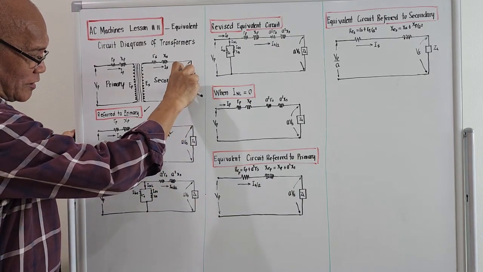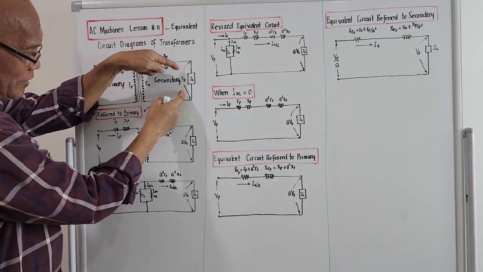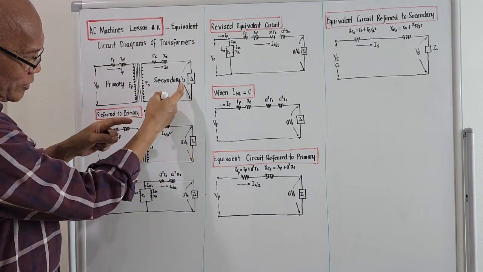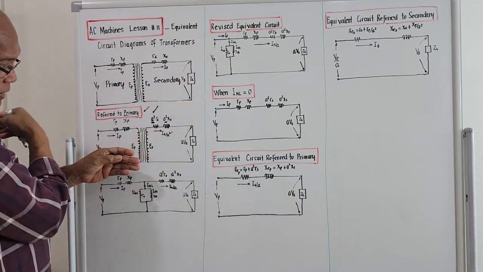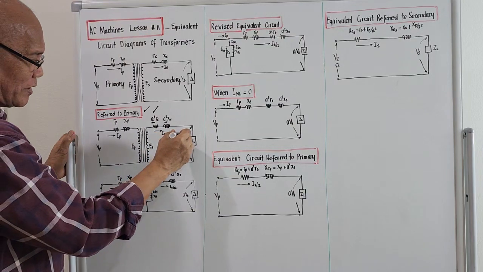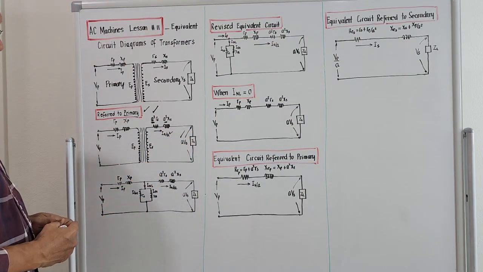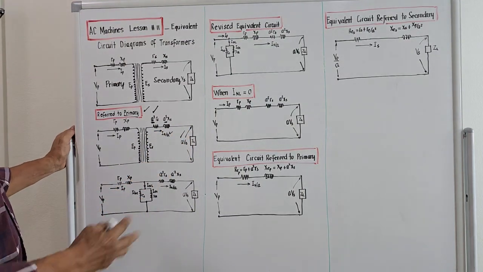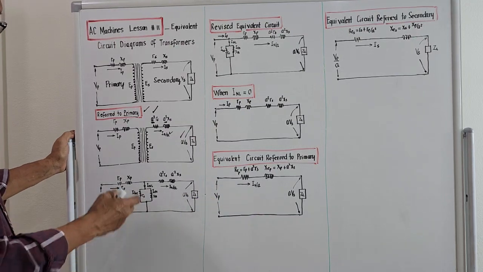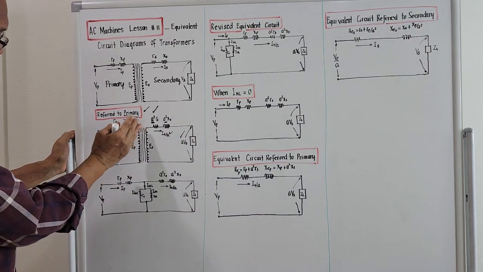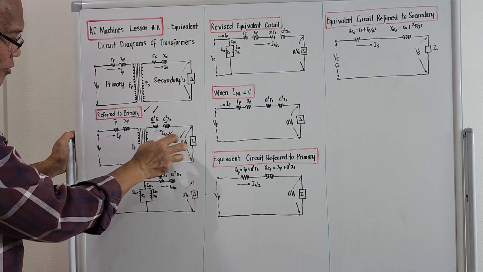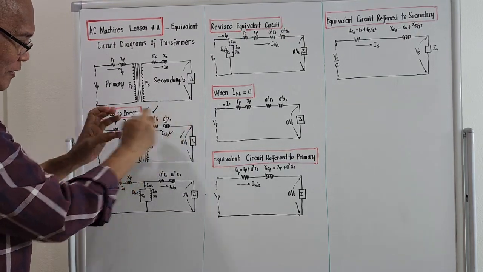So this was originally V sub S referred to the secondary, but if we now try to refer this V sub S to the primary, we must multiply this by A. So you could see the difference, guys? This is all primary. This is now converted to the primary side values.